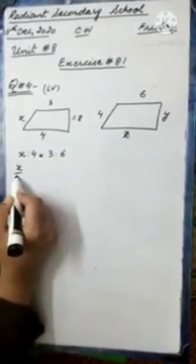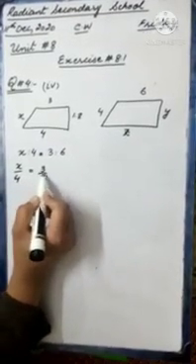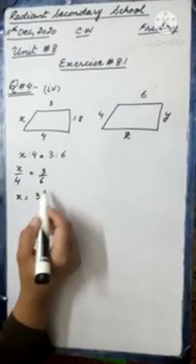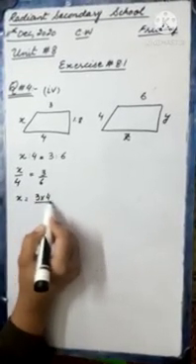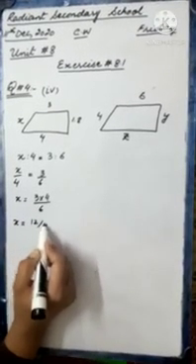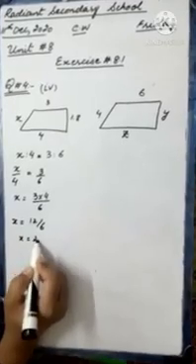And how we can solve it? X by 4 equals 3 by 6, and x will be equals to 3. 4 is dividing here, on the other side it will be multiplied. So it will be 12 by 6, that is equals to 2.